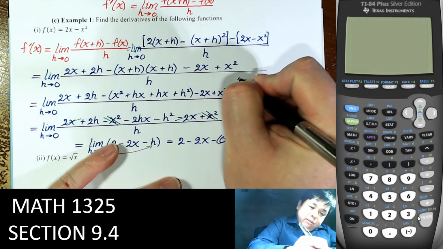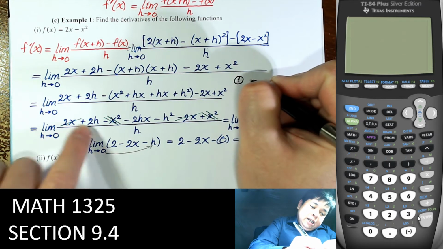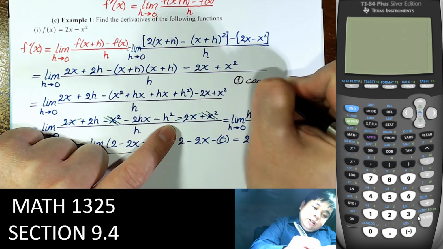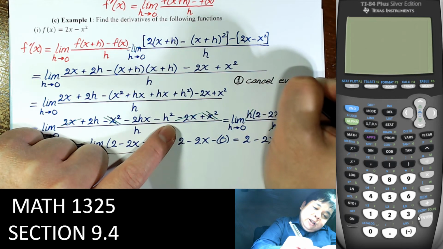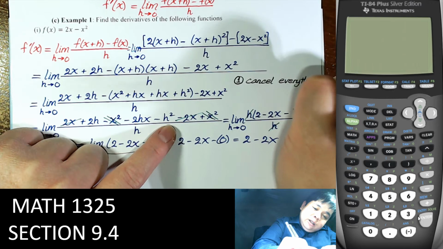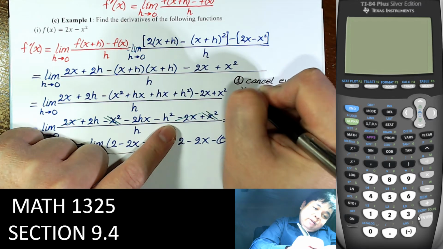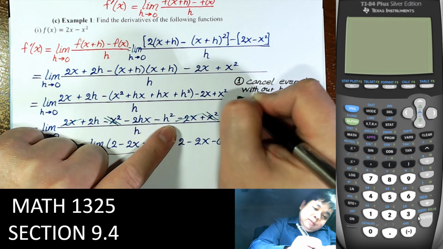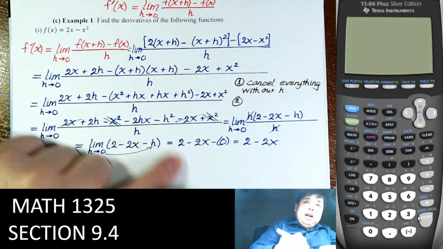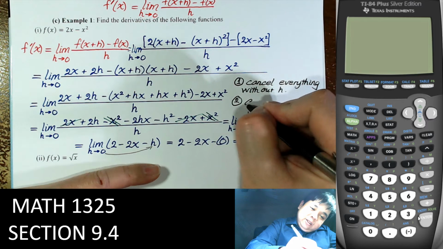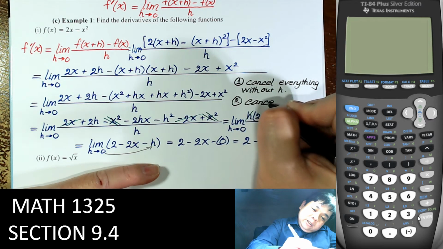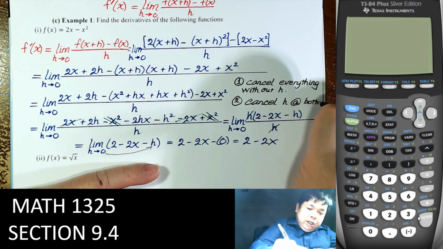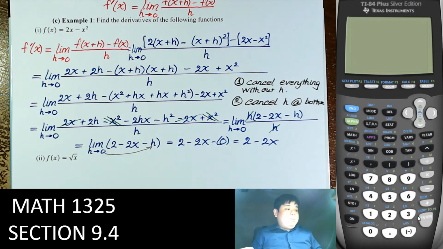So number 1, there is a step where we cancel everything that doesn't have an h. And the second step is cancel the h at the bottom. If we do it correctly, we should see these two steps.